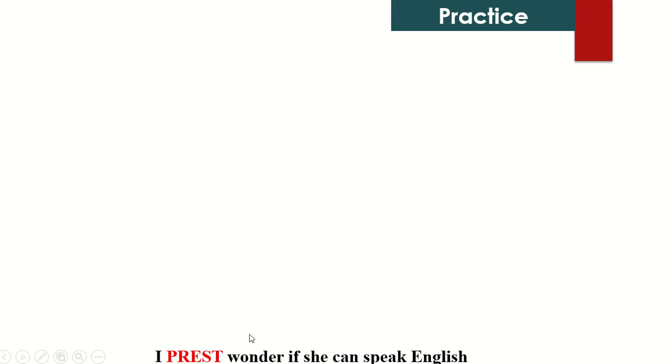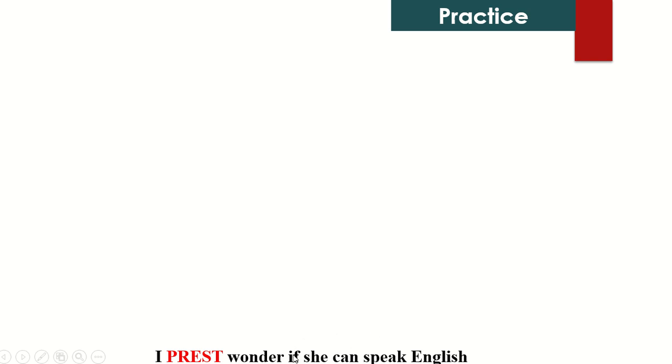Last sentence, I wonder if she can speak English. So I is the subject, wonder is the verb, wonder if she can speak English, verb phrase. The tense is not complex, it's simple, so here it's the present, so we write present. Then we have an embedded clause introduced by if, wonder what, if she can speak English.